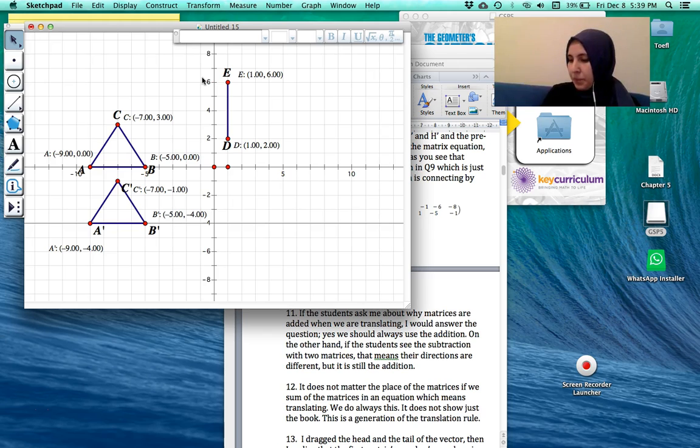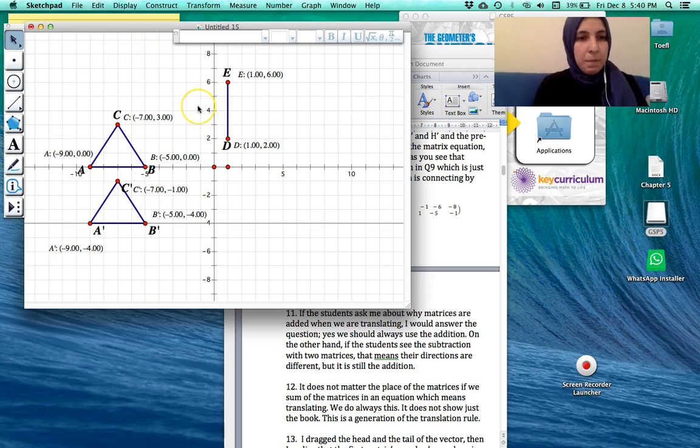Question 13. Drag the head and tail of the vector and notice how the matrix equations change. What do you notice about the relationship between the head and tail of the vector when the values in the transformation matrix are all positive? What do you notice about the relationship between the head and the tail of the vector when the values in the transformation matrix are all negative? Explain why this makes sense.